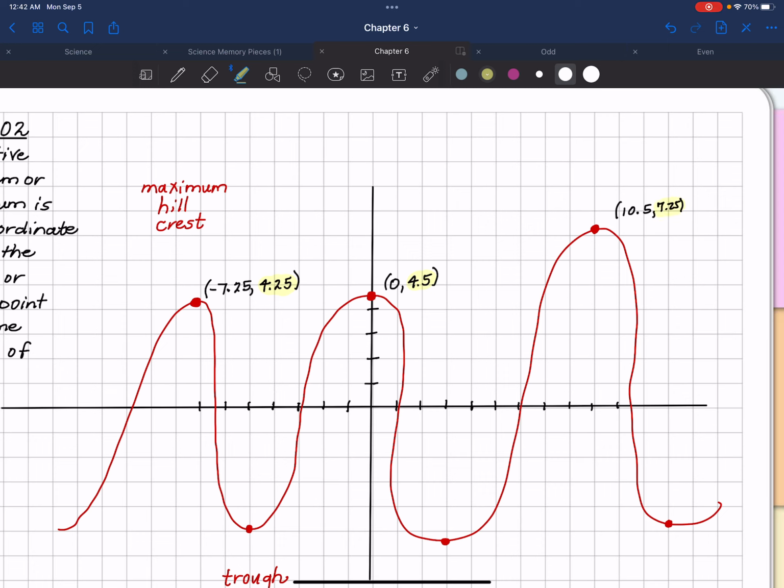So we would say that the relative maximums, and relative just means that you have more than one. It depends on the section of the graph you're looking at. So the relative maximums are 4.25, 4.5, and 7.25 for my graph.